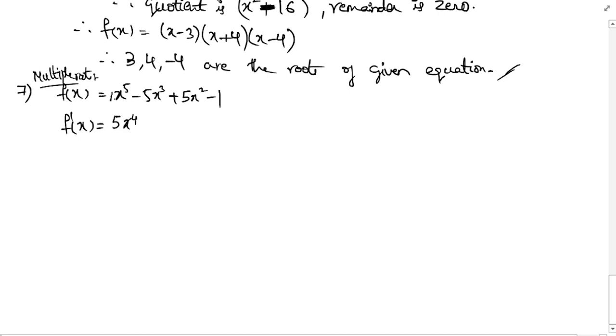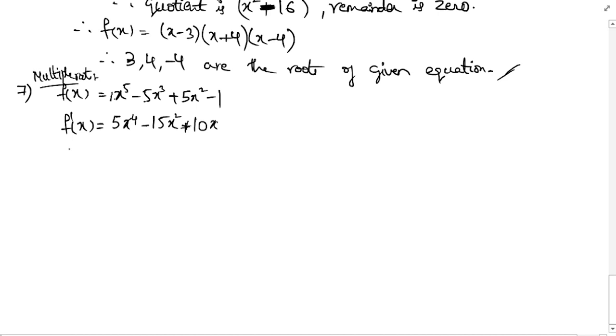One power will be reduced. Then minus 5 threes are 15, this will become x square. Plus 5 twos are 10, so this will be 10x. And this constant will not be there now.